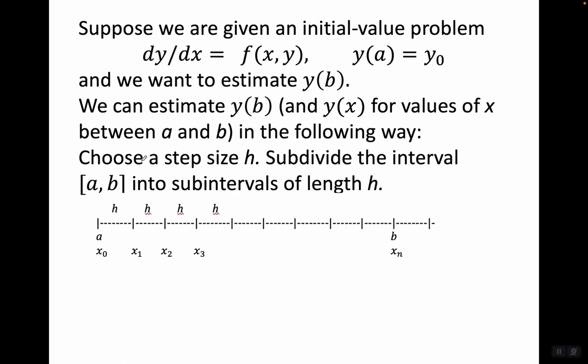Suppose we're given an initial value problem, dy/dx equals f of x, y, y of a equals y of 0, and we want to estimate y of b. So in other words, here's a, we know y of a, and we want to estimate y of b. We can estimate y of b and y of x for values of x between a and b in the following way. Choose a step size h. Subdivide the interval from a to b into subintervals of length h.